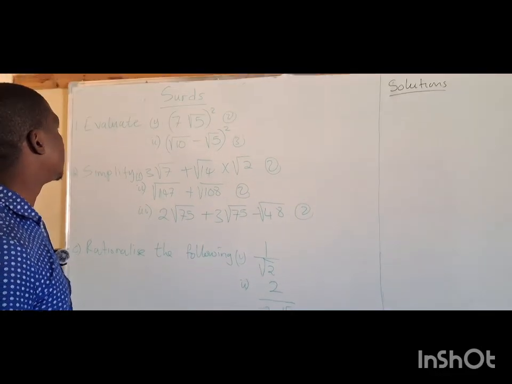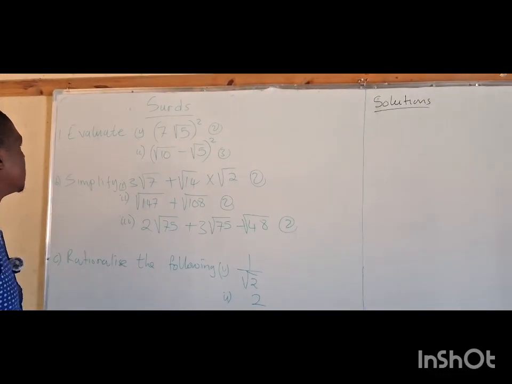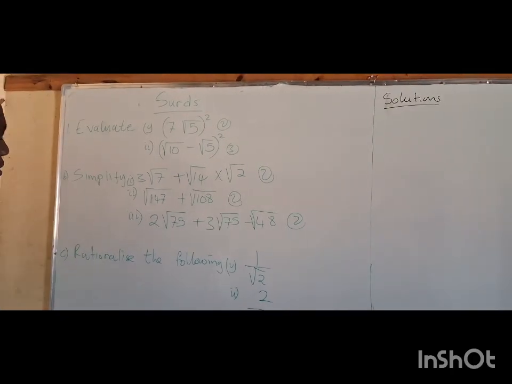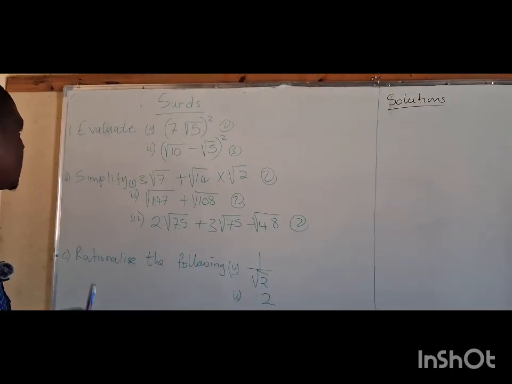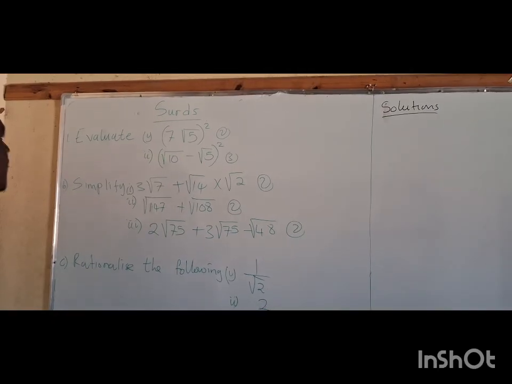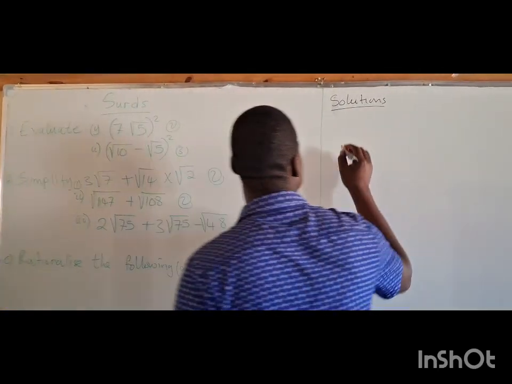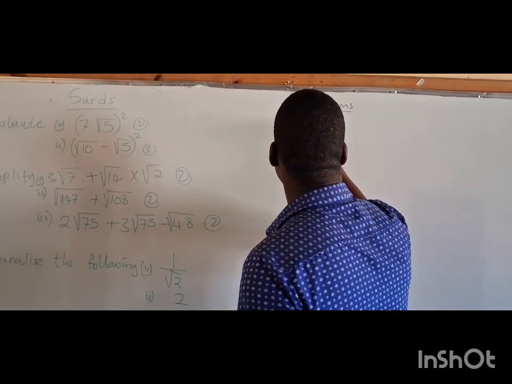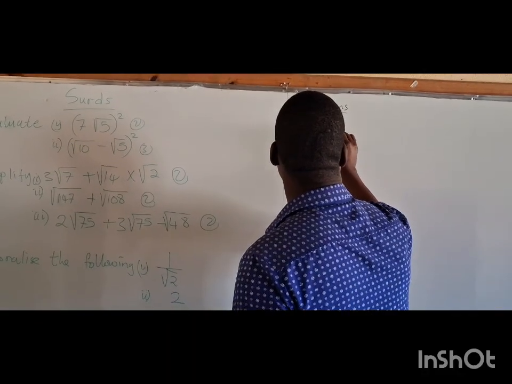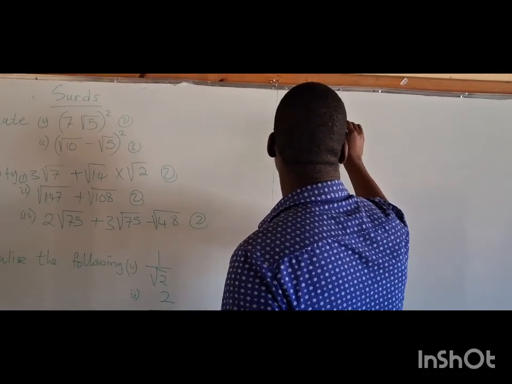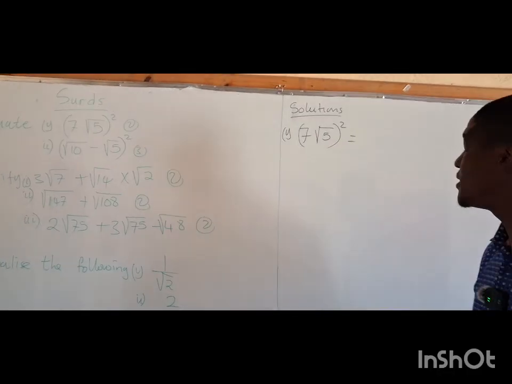Right. We are doing surds. These are the questions that I have gathered here. So the first question is saying evaluate (7 root 5) squared.